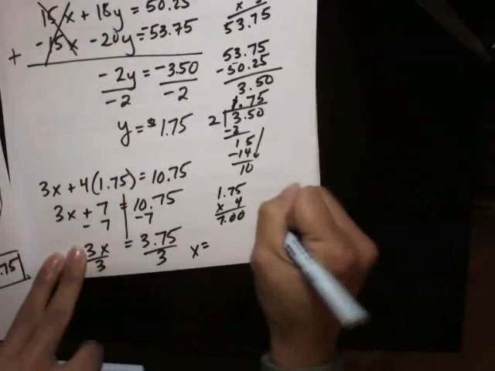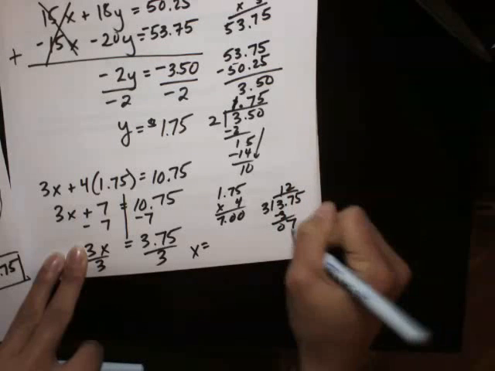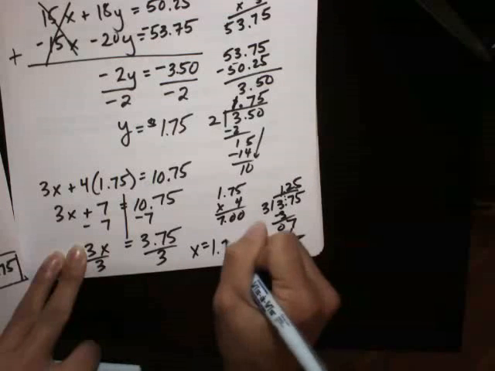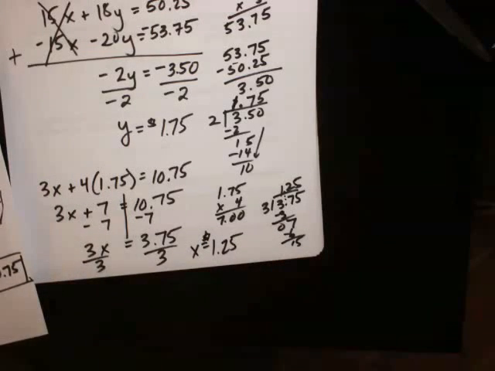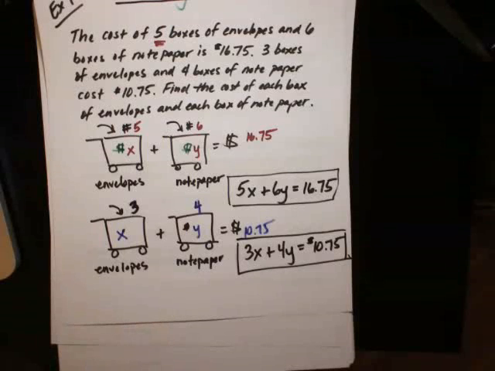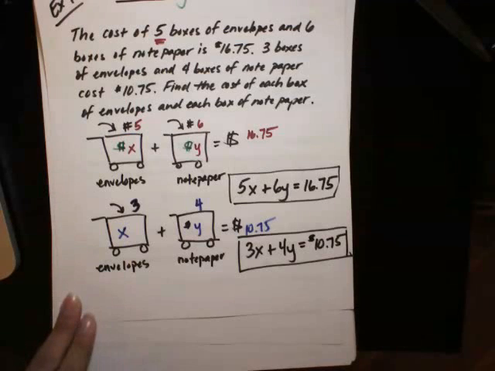again, let me move this forward. 1, 2, 5. And my decimal point moves straight up. X is $1.25. Okay, so of course I want to make sure I answer everything in a complete sentence. So your money problem, the cost of 5 boxes of envelopes and 6 boxes of note paper is $16.75. 3 boxes of envelopes and 4 boxes of note paper will cost $10.75. Find the cost of each box of envelopes and each box of note paper.